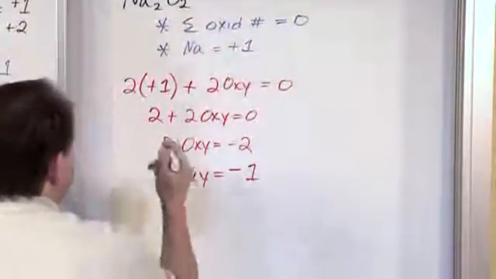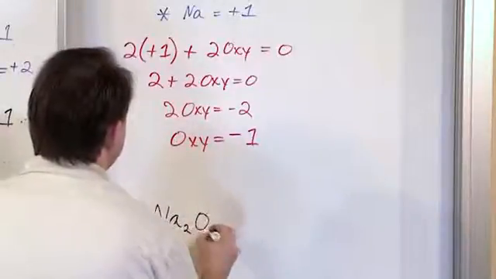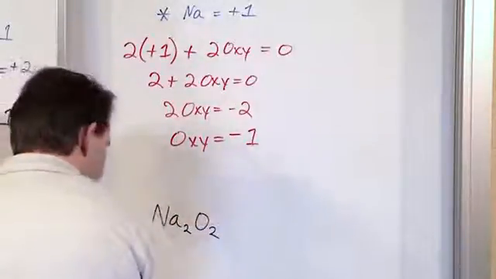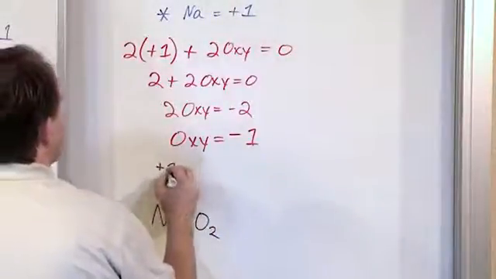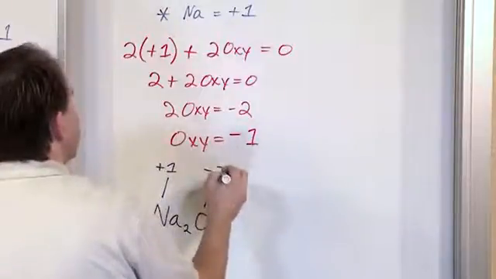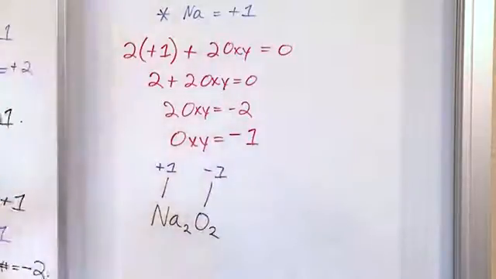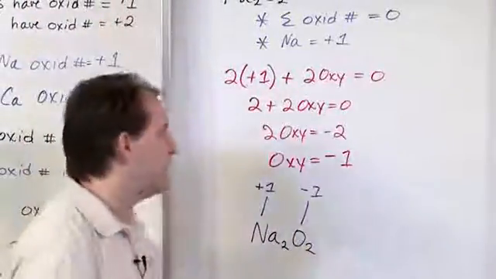All right? So if you wanted to write that down, Na2O2, what we have found is the oxidation number of the sodium is +1, and the oxidation number of the oxygen is -1. And that is the answer. Those are the oxidation numbers. A couple things I want to point out about this while we're here talking about it.